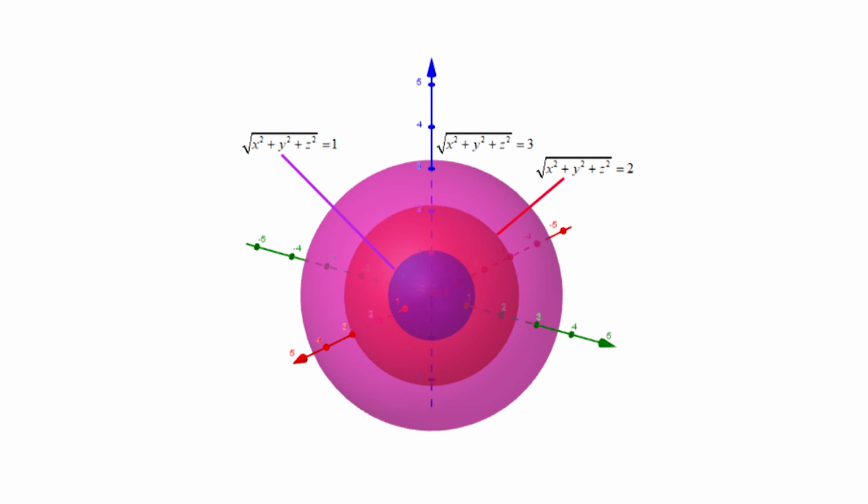The outer sphere corresponds to the level surface square root of x square plus y square plus z square is equal to 3. The middle sphere corresponds to the level surface square root of x square plus y square plus z square is equal to 2, and the inner sphere corresponds to the level surface square root of x square plus y square plus z square is equal to 1. The level surface square root of x square plus y square plus z square is equal to 0 consists of the origin alone. For k less than 0, there is no level surface.